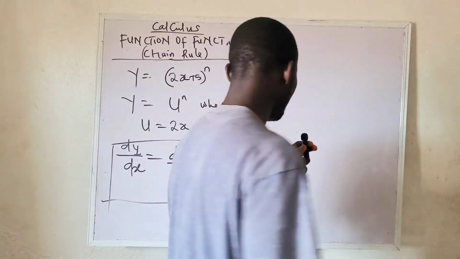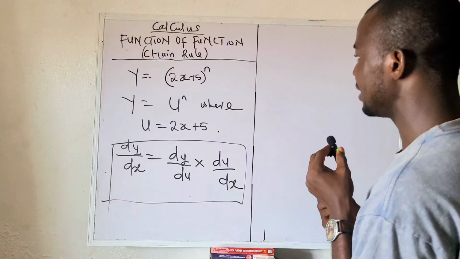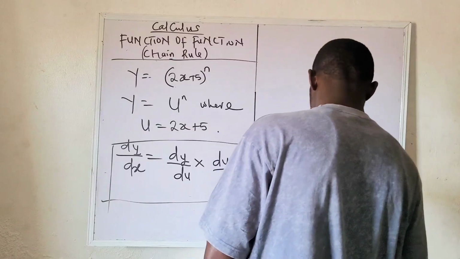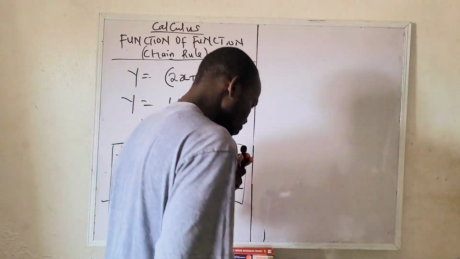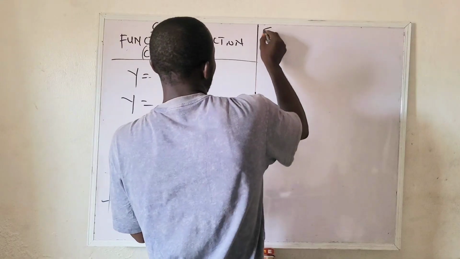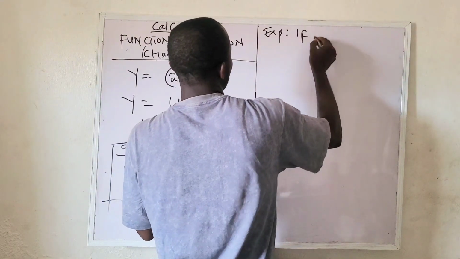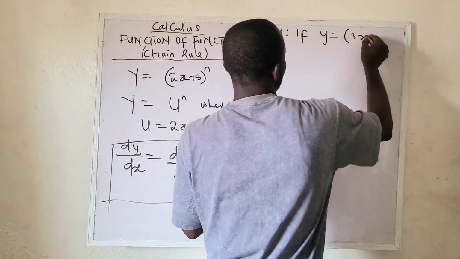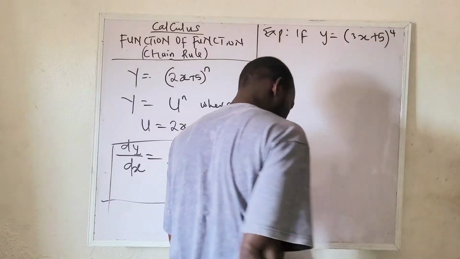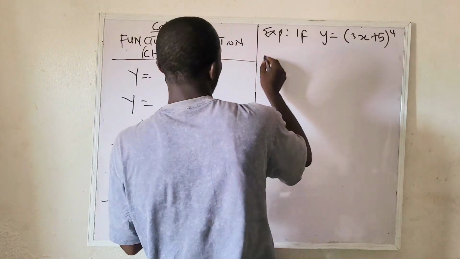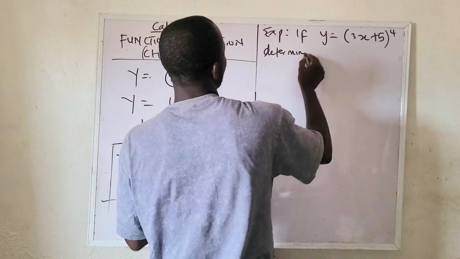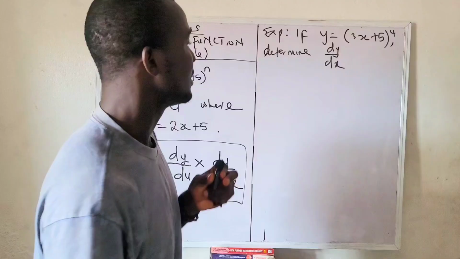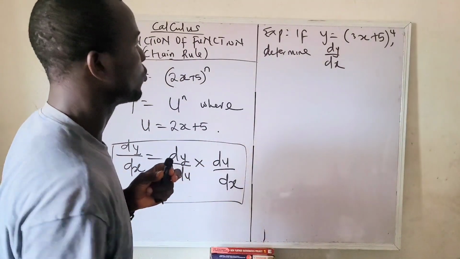All right. Now let's take a question here. Let's look at a question. If we have this example, if y equals 3x plus 5 raised to power 4, determine dy over dx. So we want to get dy over dx in this equation.